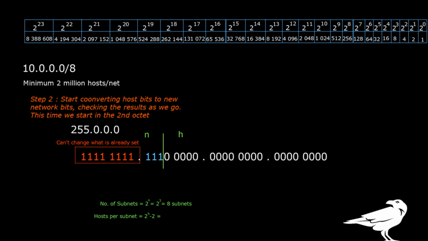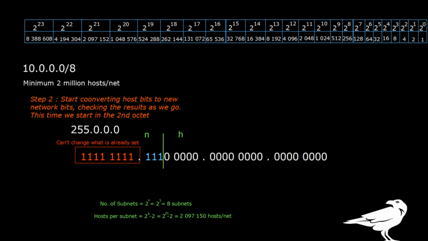And then I've got 21 host bits left behind, which means I'm going to have 2 to the 21 minus 2, which gives me 2,097,150. Almost smack bang on 2 million. You can always leave that 97,000 laying around for some growth or whatever. I'm sure there'll be a reason to use it in the future.